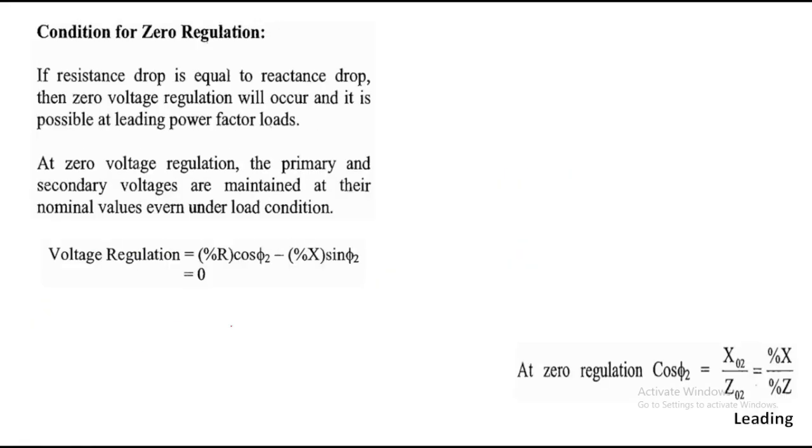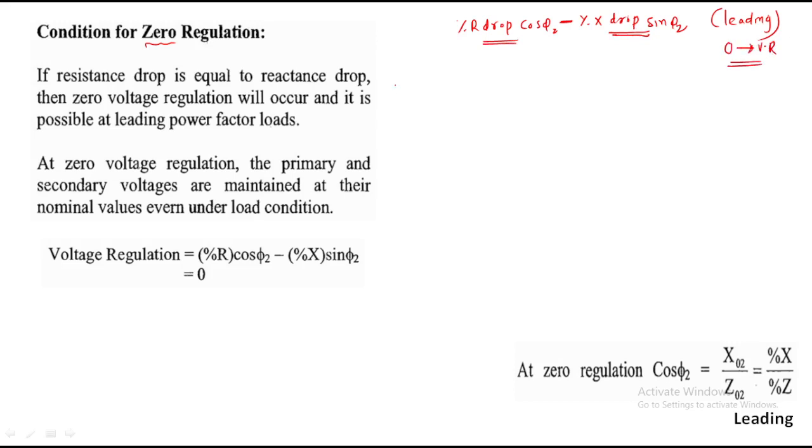Next, when are we going to get the zero voltage regulation? Besides maximum regulation, we have zero regulation. So we all know that during leading condition it is percentage R drop into cos phi 2 minus percentage X drop into sin phi 2. So there is a minus sign during leading condition, right? Obviously, if this magnitude and this magnitude are equal, we are going to get zero voltage regulation, right?